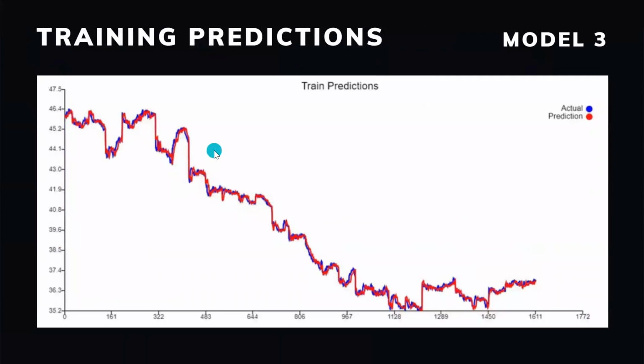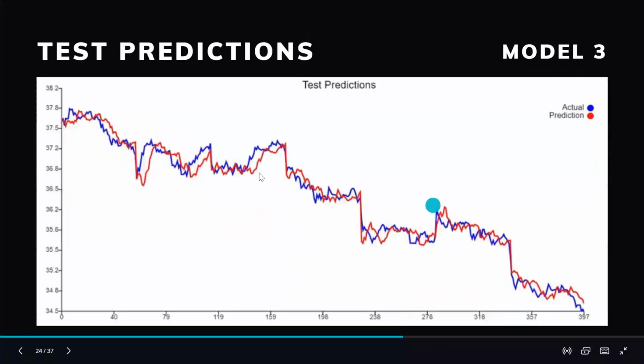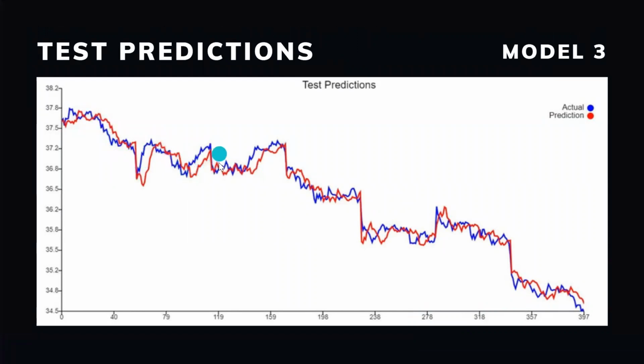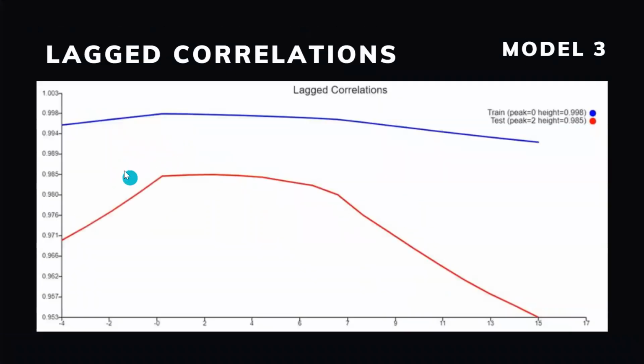The training prediction shows it's overfit a little bit. And for the test predictions, we can still see a very strong, very obvious positive lag. But the model is predicting some differences for 30 minutes later. And here is the lag correlations. So we see the peak is actually at 0.